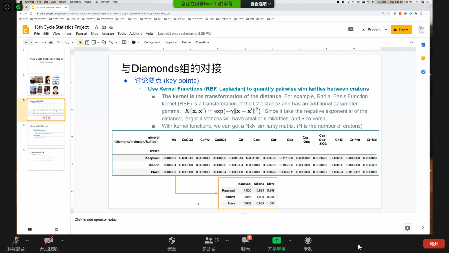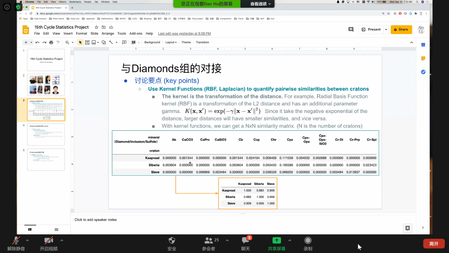After the kernel transformation, we get a 3 by 3 matrix. Each cell in this similarity matrix tells us the pairwise similarity between cratons. For example, in this matrix, you can clearly identify which pair of cratons are the most similar to each other. Here, Slave and Siberia have the highest score, so they are the most similar. So this is the major topic we discussed with diamonds.